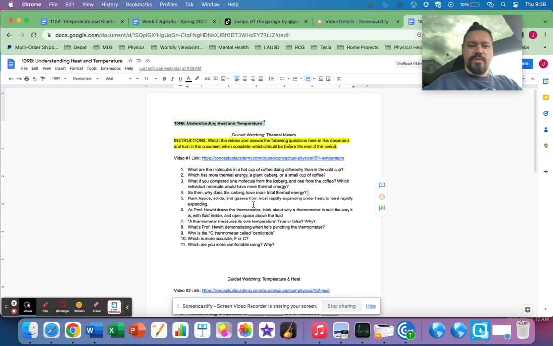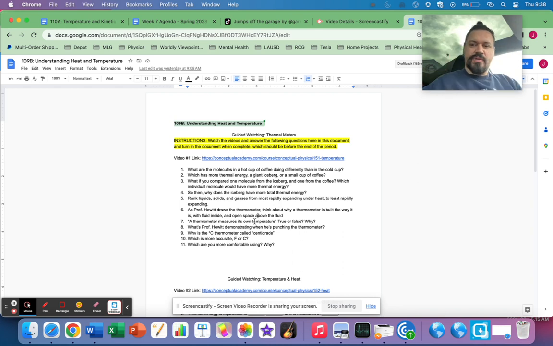Let's see, most rapidly expanding: gases, steam, right? Spreads out. Liquids would be in the middle, solids least rapidly expanding. A thermometer has that open space so that the fluid can flow into it as it expands. And a thermometer measures its own temperature, because it measures the temperature of the glass or the metal that makes up the actual thermometer itself, or plastic, I guess.